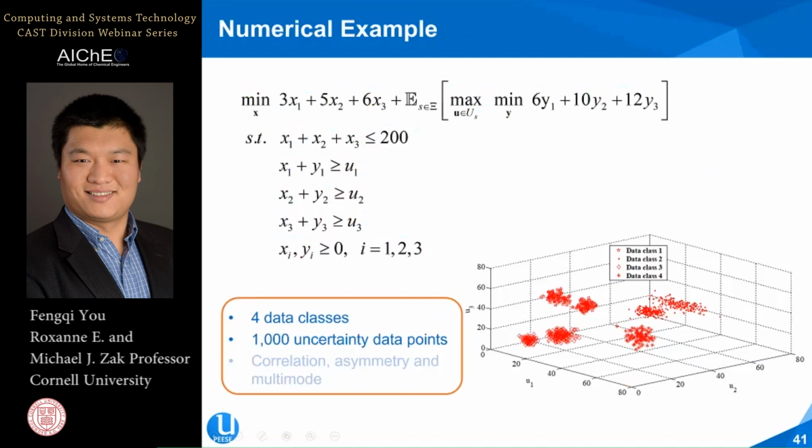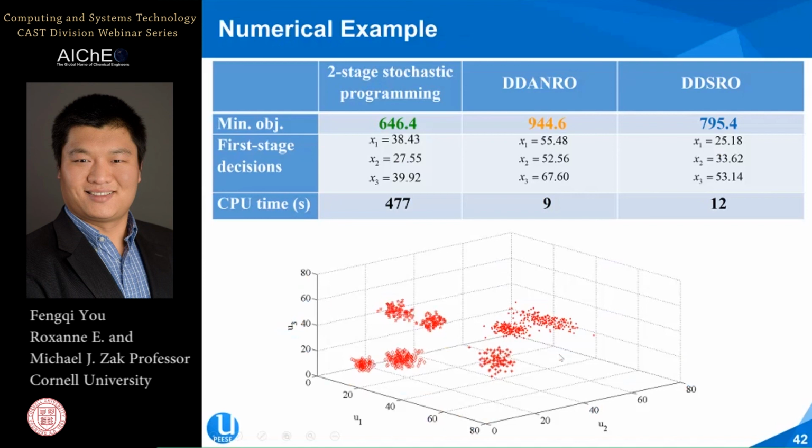These 4 data classes, some of them are here, some groups here, some groups here, and they could be correlated, asymmetric, and multimode. All right, so we still solve this problem using different approaches. Two-stage stochastic programming, and the idea is very simple: you use one data point as one scenario, so you end up with 1,000 scenarios in this case.